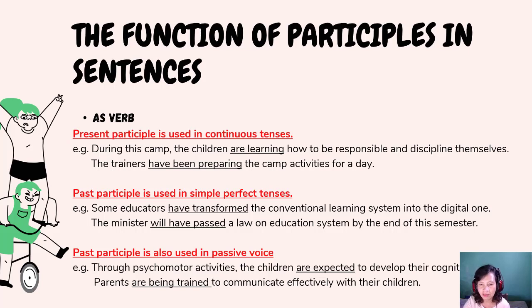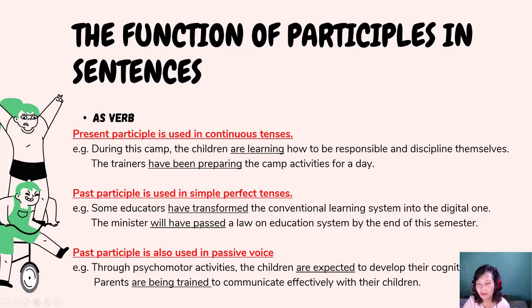And the next is past participle. We have two functions here. What I mean is we can find past participle in simple perfect tenses. We have simple present perfect, simple past perfect, and simple future perfect. So some educators have transformed the conventional learning system into the digital one. Have transformed here is present perfect. This is verb 3 or past participle.